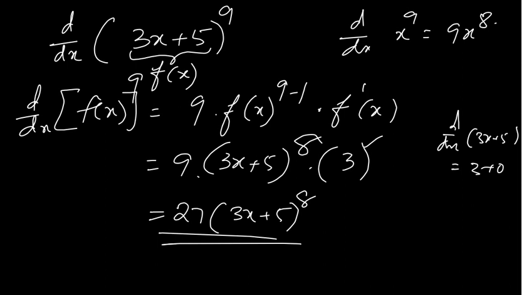This is the same f of x, right? We are considering this entire thing as f of x. So that f of x stays like that only. We can't change it. In the chain rule we don't change it.